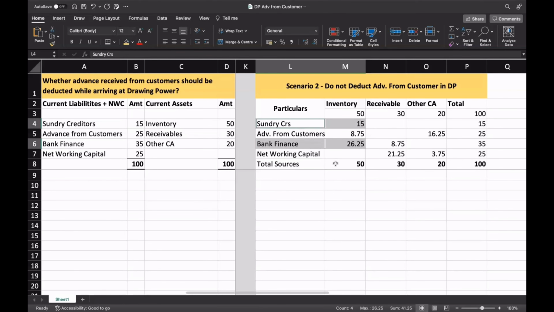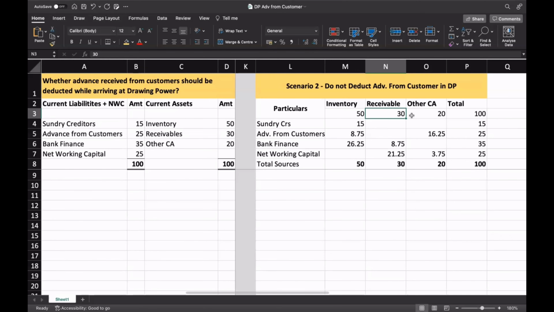So still there is some gap. So how that gap can be filled? Gap can be filled through advance from customers, because advance from customers is already 25. So of that 25, we'll take 8.75 and fill the gap. So inventory is now taken care fully. Then comes receivables. Receivables, 30 is the receivables. Whether entire 30 can be funded by bank finance?